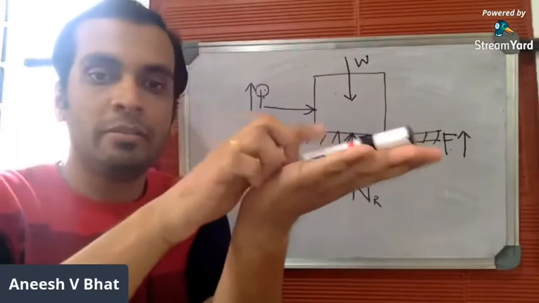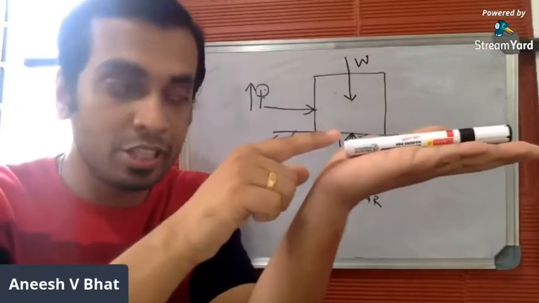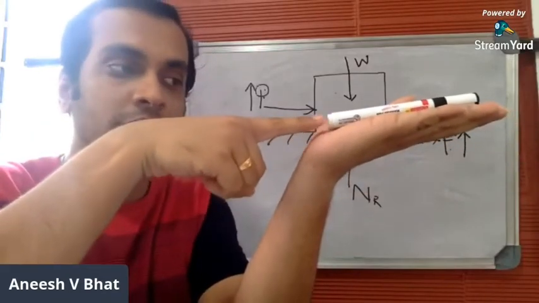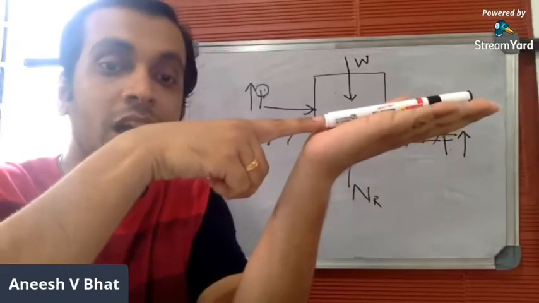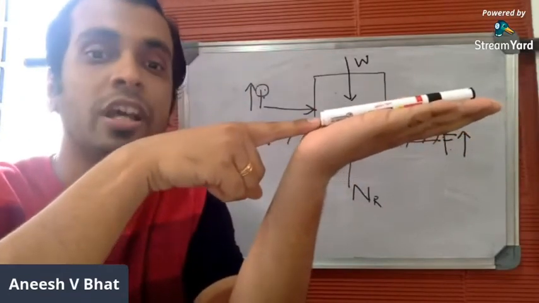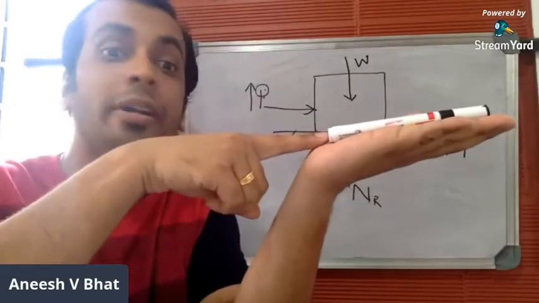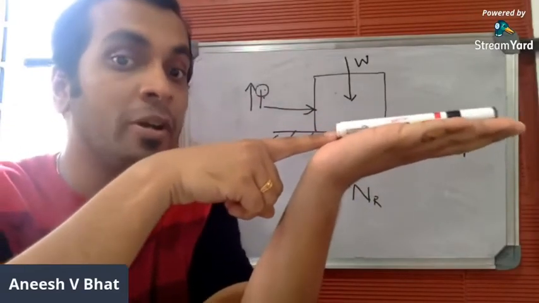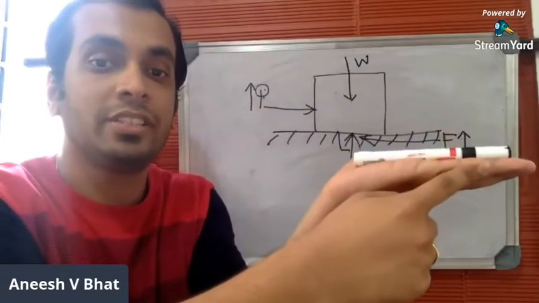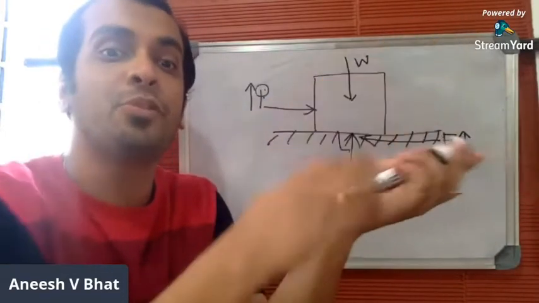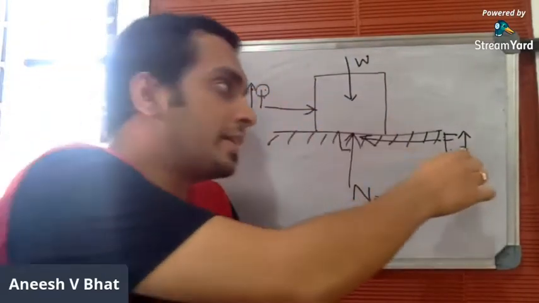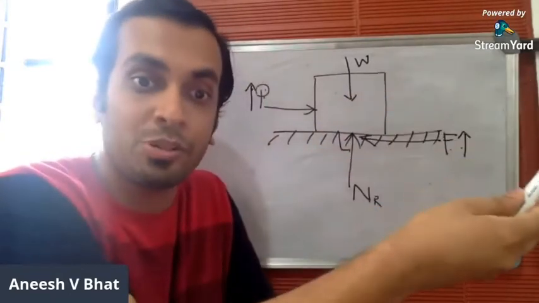So initially let a body be under rest. I'll consider this as a body, and this is stationary now. Now I'll introduce an external force and start increasing its magnitude. Even though I apply an external force, the body doesn't move. The body stays stationary because the frictional resistance offered by the surface also increases proportionally as I increase the external force.